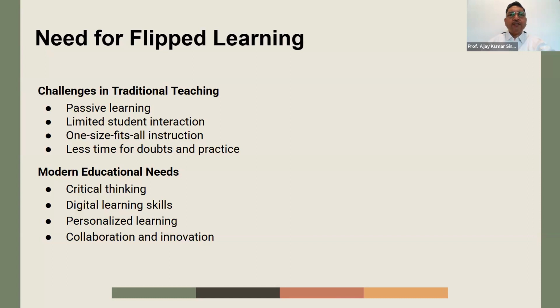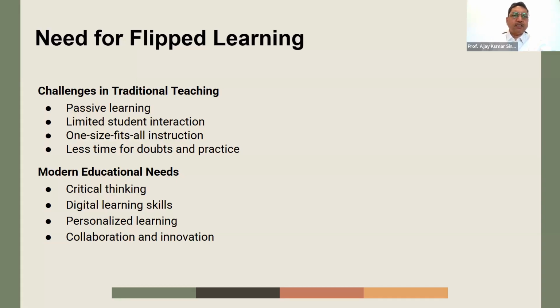Why is there a need for flipped learning? It challenges what we call passive learning in traditional teaching. Limited student interaction, one size fits all instruction, less time for doubts and practice, because if it is a 40 minutes, 30 minutes, 50 minutes, 45 minutes, 1 hour session or 1.5 hour session. Generally, teachers believe that it is their task to speak. They are paid for speaking in the classroom, delivering lectures. So the students become passive learners. That is the challenge in this system.